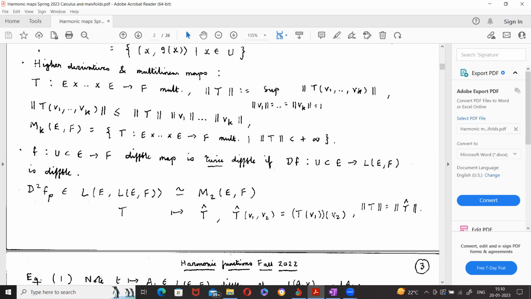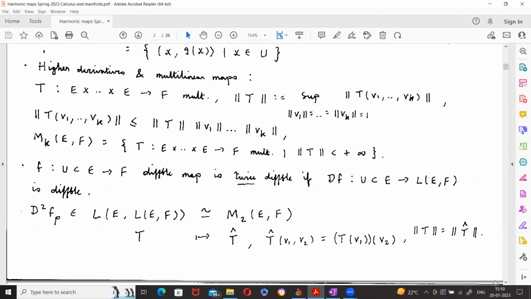And it's not hard to show this map is an isomorphism between these two normed vector spaces, which moreover preserves the norm. So the operator norm of T here is equal to the norm of T hat here. Is this okay? All right.